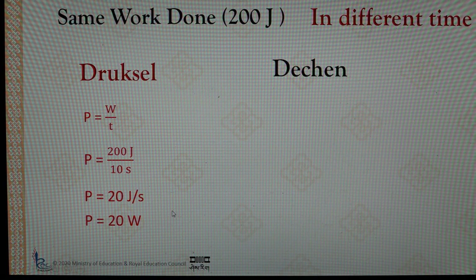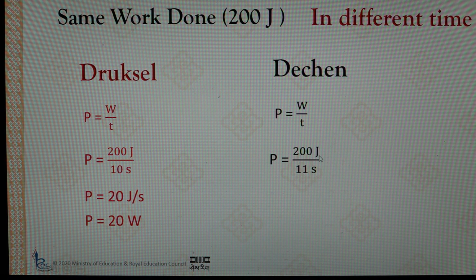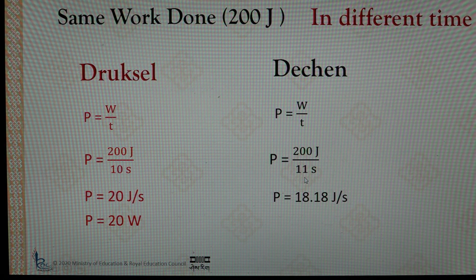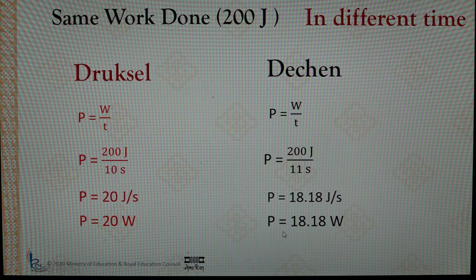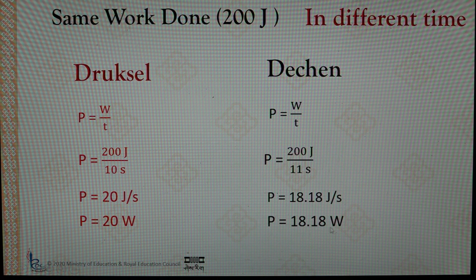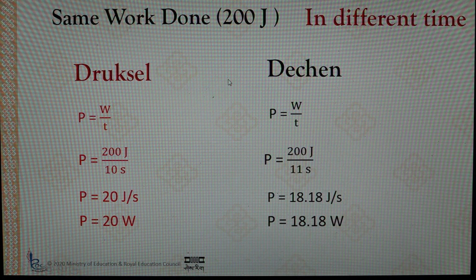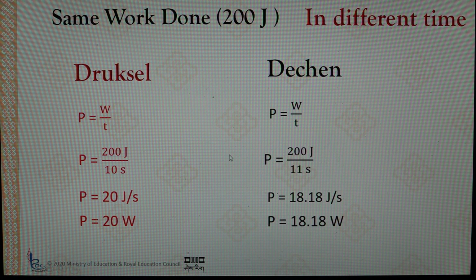If we look at the power of Tichen using the same formula, we have the same work done, but time is different. So if we calculate it, we get the power of Tichen as 18.18 watt. So here, what did you notice is power is the rate of doing work. It depends on how much time is taken to complete a work.